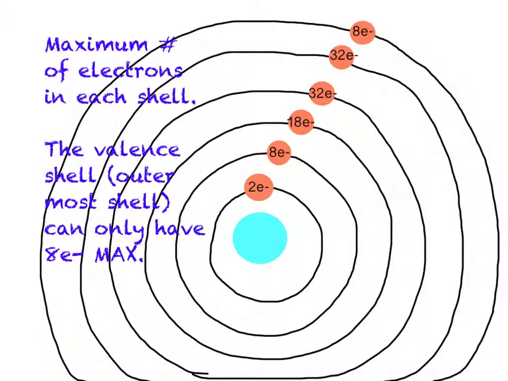It's important to note that the maximum number of electrons in each shell are indicated here. The valence shell, or the outermost shell here, can only have a max of 8 electrons, no matter what element it is.